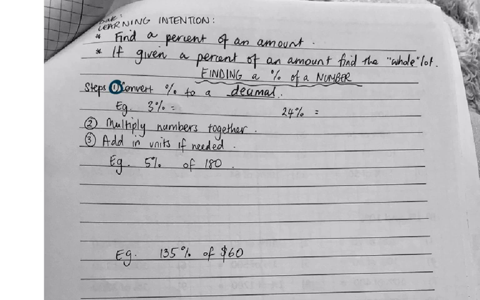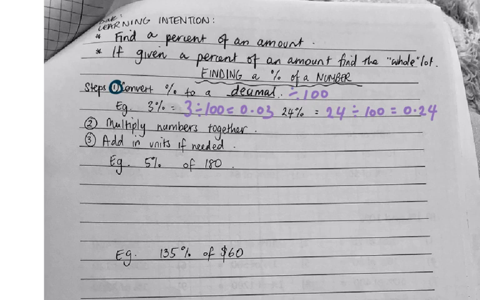So for example, if I had 3%, I am going to divide 3 by 100. And you can do that on your calculator. And what you should get is 0.03. Another example is 24%. So to convert 24% into a decimal, we're going to do 24 divided by 100, and that should be 0.24.